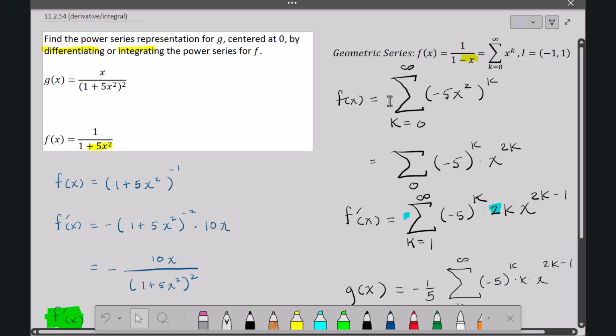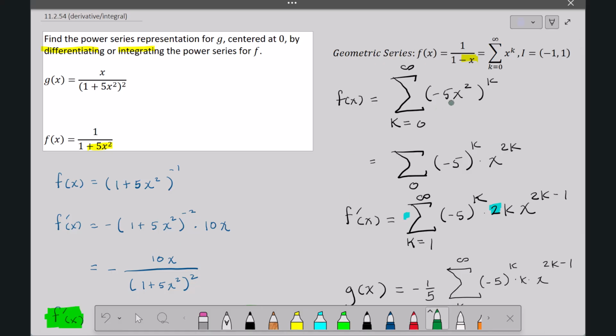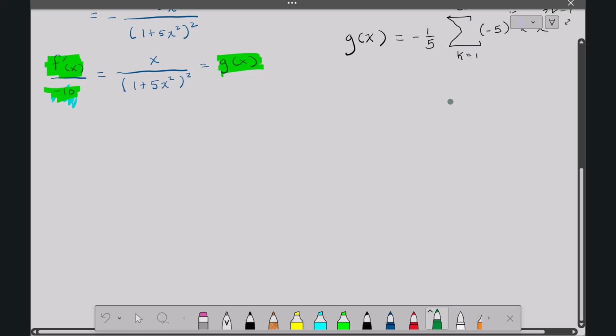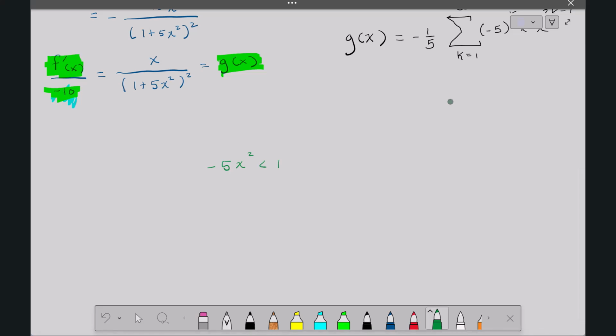Now the power series for f came with substitution, with a composition. That's pretty easy to find this interval of convergence. We just substitute whatever we substituted in for x. We do the same thing with the interval of convergence. So we replaced x with negative 5x squared. So let's come down here. We're going to put negative 5x squared in between 1 and negative 1.